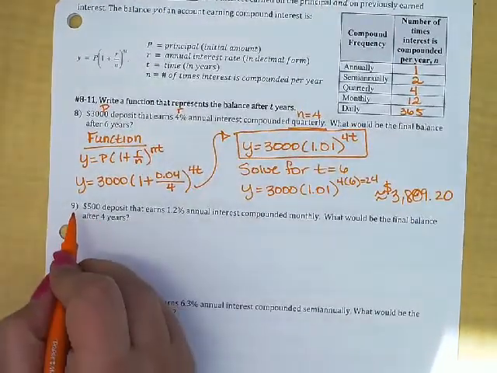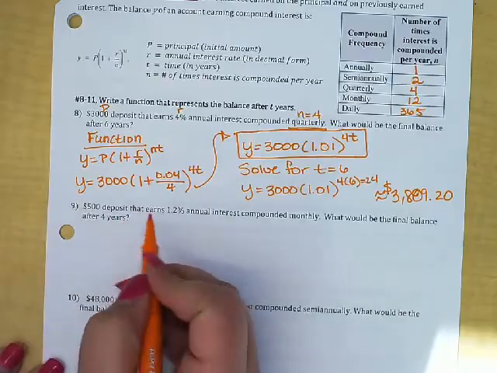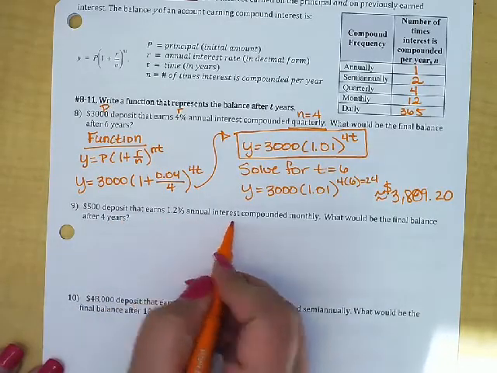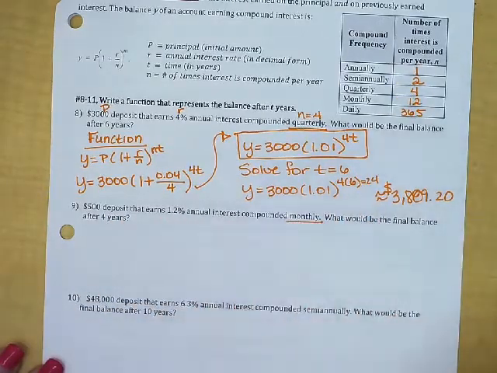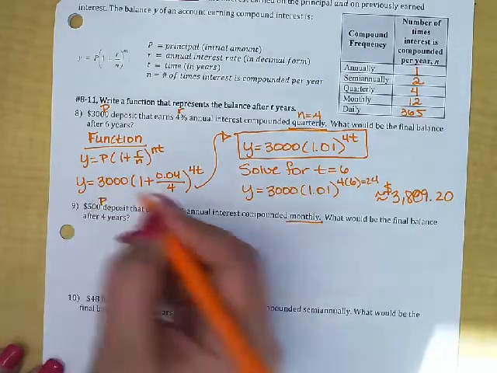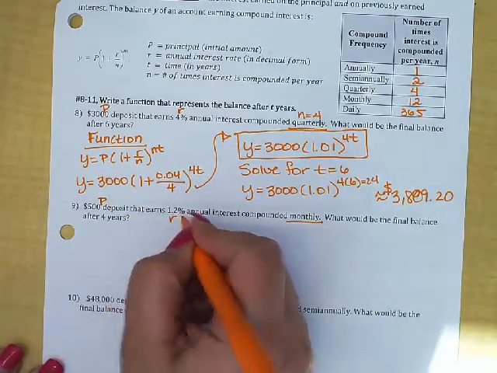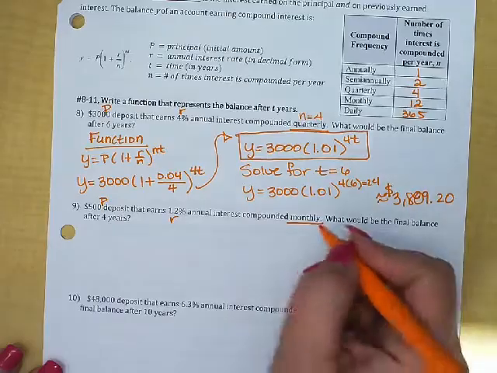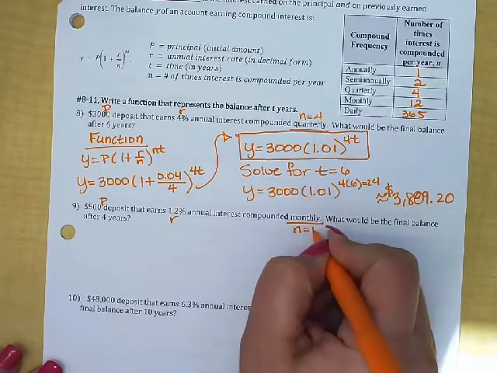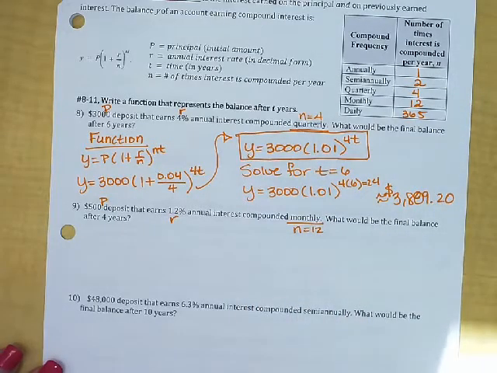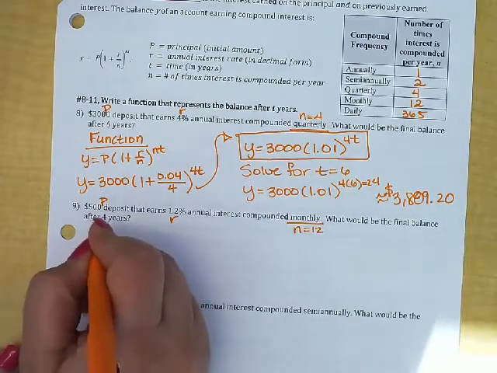So here you have a $5,000 deposit that earns 1.2% annual interest, and this one is compounded monthly. So again, this is our principal right here. Here's our R. We're going to change that to a decimal, and if it's compounded monthly, that means n is going to be 12. So once again, let's start by writing our function.